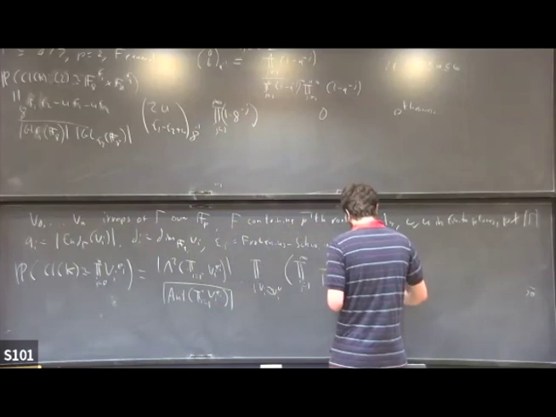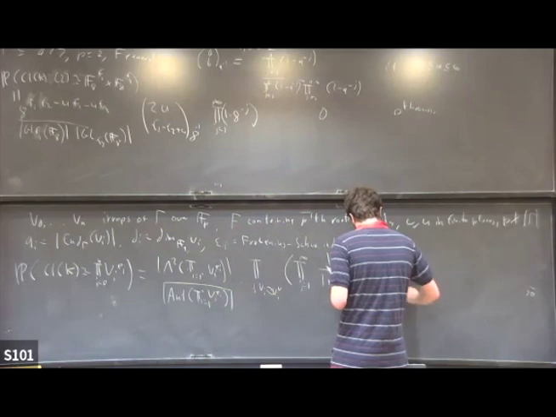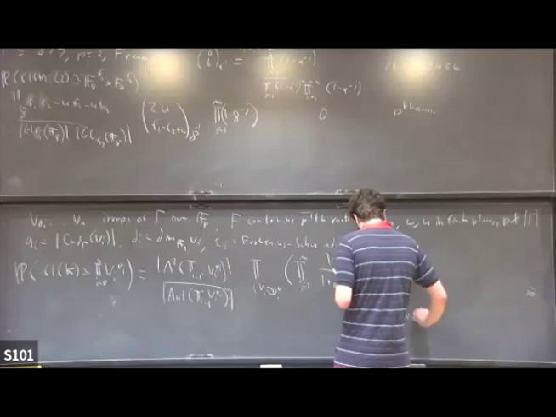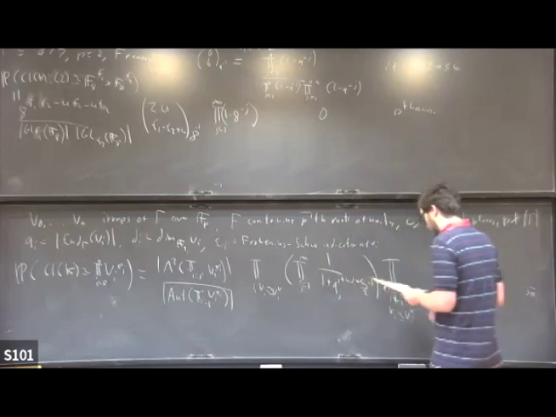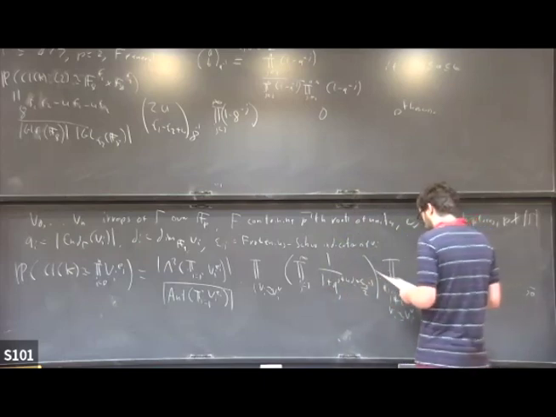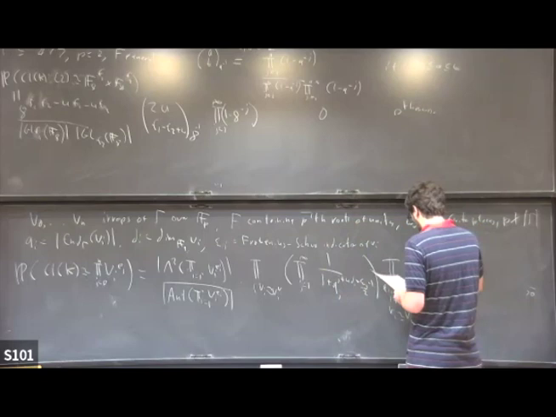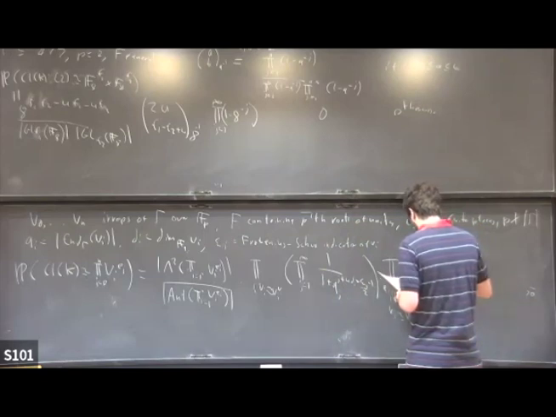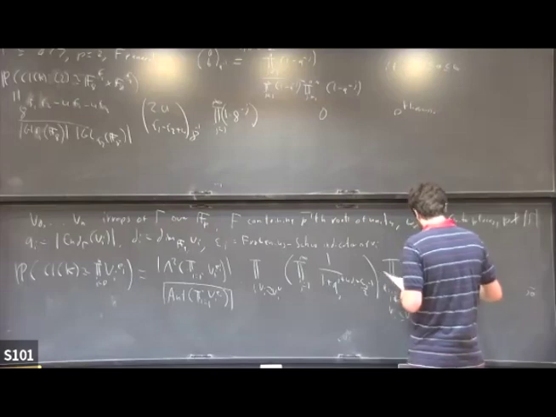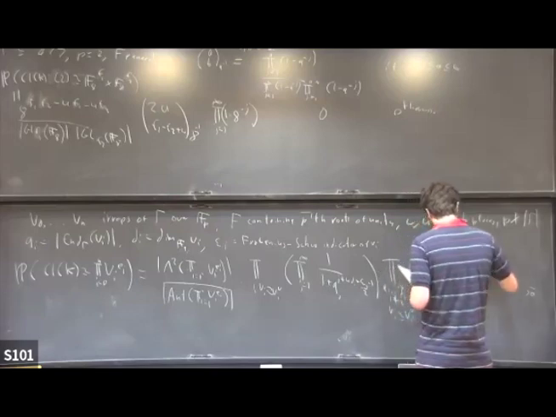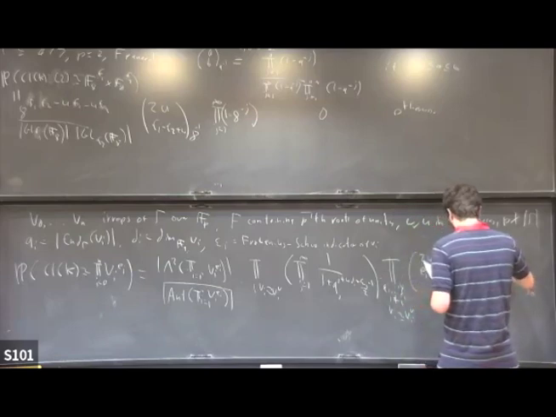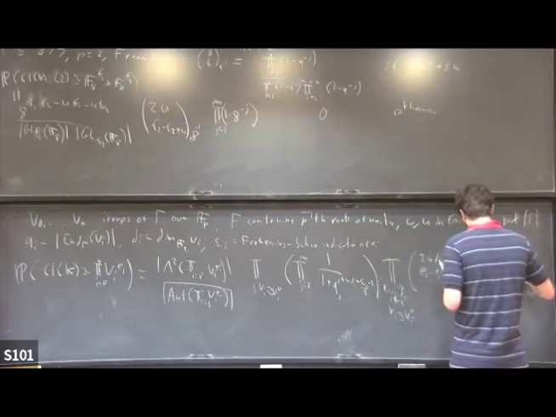times the product over pairs i and i prime, where i is not equal to i prime, but V_i is isomorphic to V_i prime dual. So these are pairs of representations where one is dual to the other, of a binomial coefficient 2u d_i choose e_i minus e_i prime plus u d_i, q_i inverse, times another infinite product over q_i.